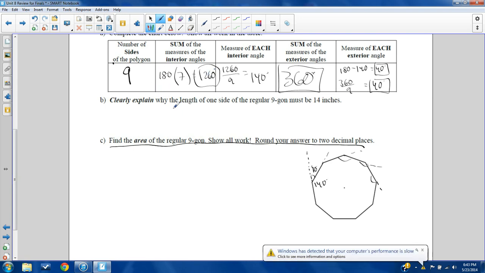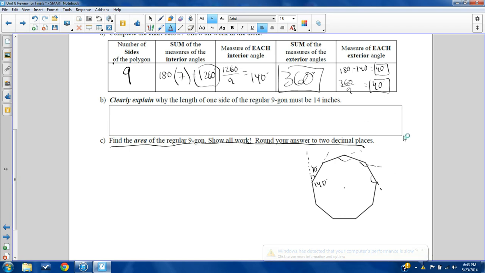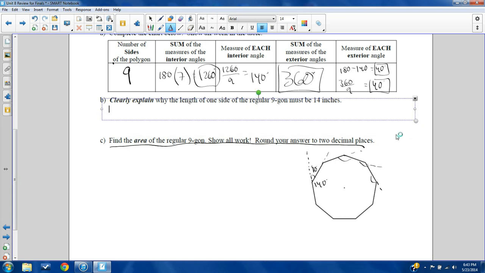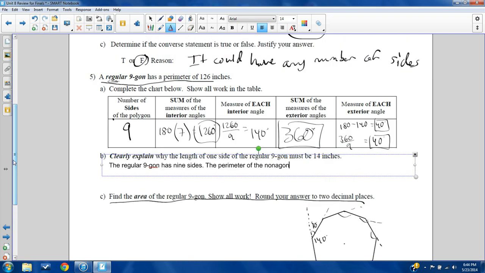Clearly explain why the length of one side of the regular nonagon must be 14 inches. And I'm just going to type it out for you as I say it. The regular nonagon has 9 sides. Yes, we know that, but it has 9 sides. The perimeter of the nonagon is 126 inches.